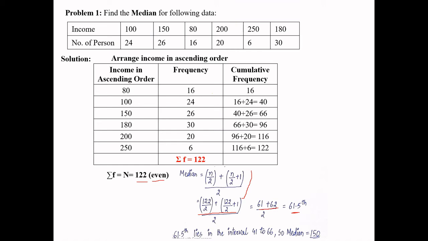Now see in cumulative frequency which is closest to this value 61.5, or which cumulative frequency is greater than 61.5. 16 is not greater than 61.5, 40 is not greater than 61.5. These values are greater than 61.5, but the closest to 61.5 is 66. So the variable which is corresponding to this cumulative frequency, that is 150, is median. So the value of median for this data is 150.